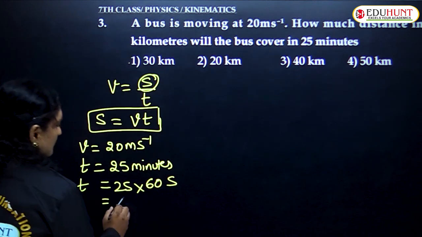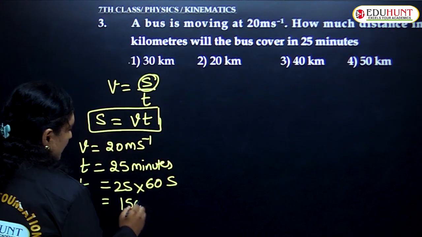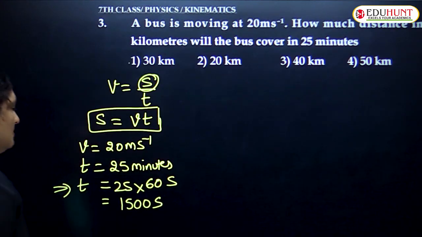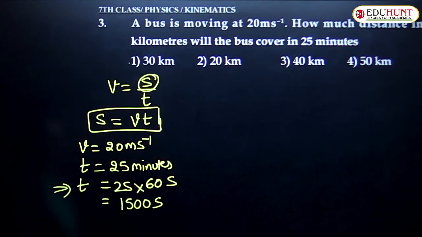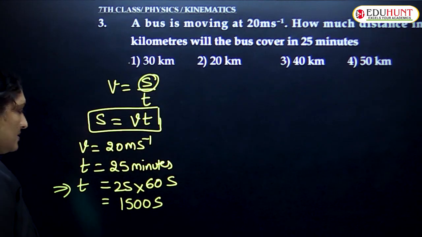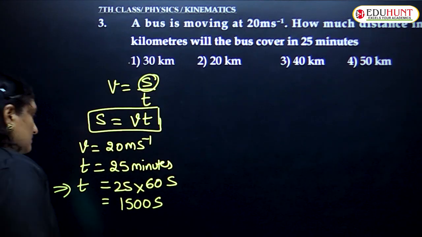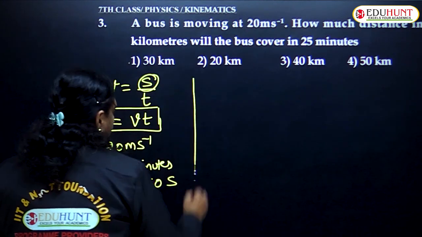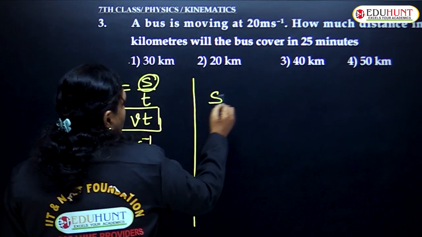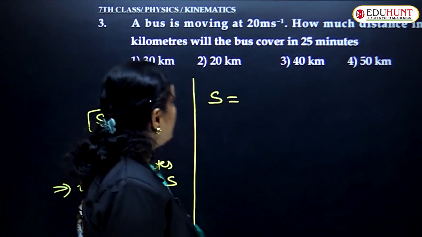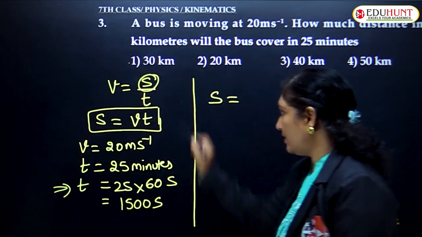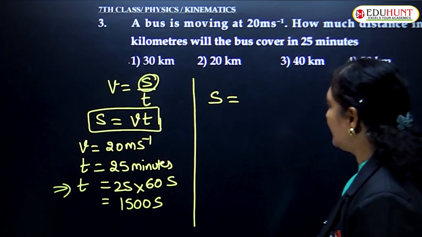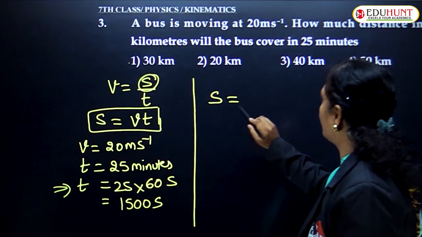Yes, it is 1500 seconds. So, time is given as how much? 1500 seconds. So, we need to find the distance traveled in kilometers. First of all, we will get it in meters. Later, we shall convert it into kilometers.